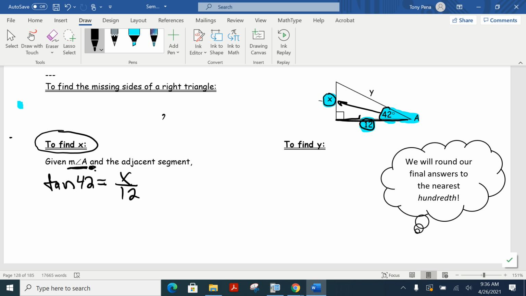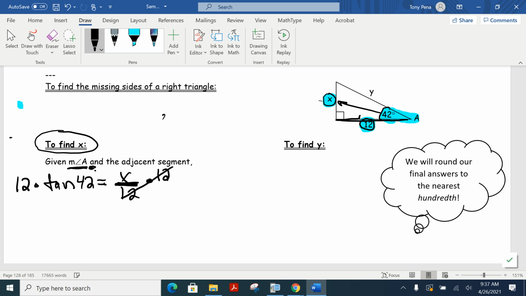So the tangent of 42 degrees is the opposite side x over the adjacent side of 12. If I now tell you to solve that equation, it's just some basic algebra from back in the day. If I want to get x by itself, we want to undo this division. We're dividing by 12, so we undo division through multiplication, so that's going to cancel. And whatever we do to one side, we've got to do to the other, so I'm going to multiply the other side by 12 as well.